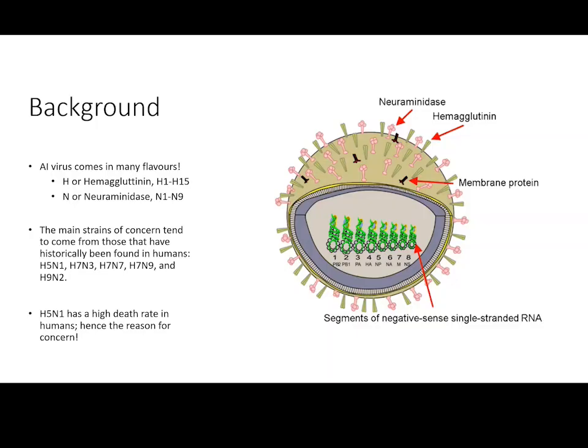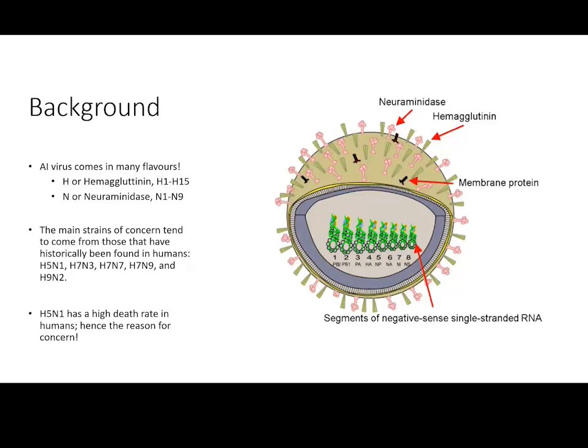Furthermore, in the background, I'm not going to go too much into the makeup of the virus itself, but to understand the complexity of the different strains of avian influenza, the virus is made up of two units, the hemagglutinin and the neuraminidase, and they have lots of different types, which are numbered, so H1 to H15, N1 to N9.